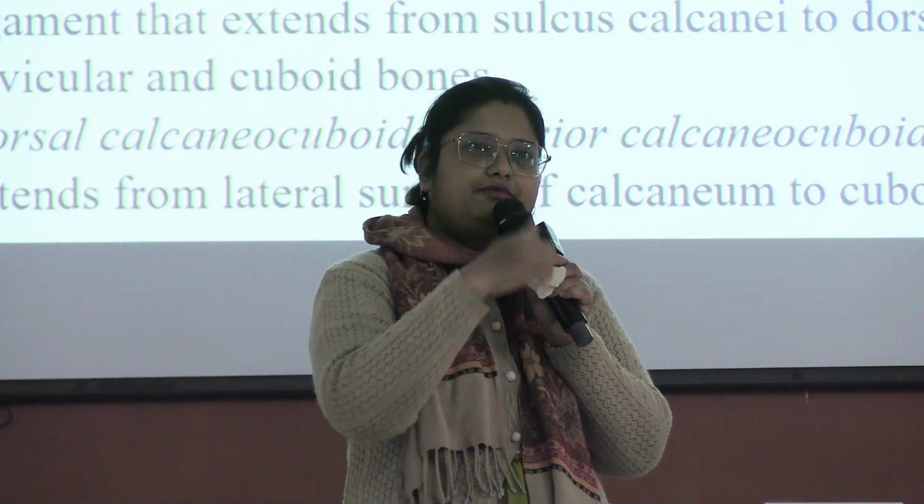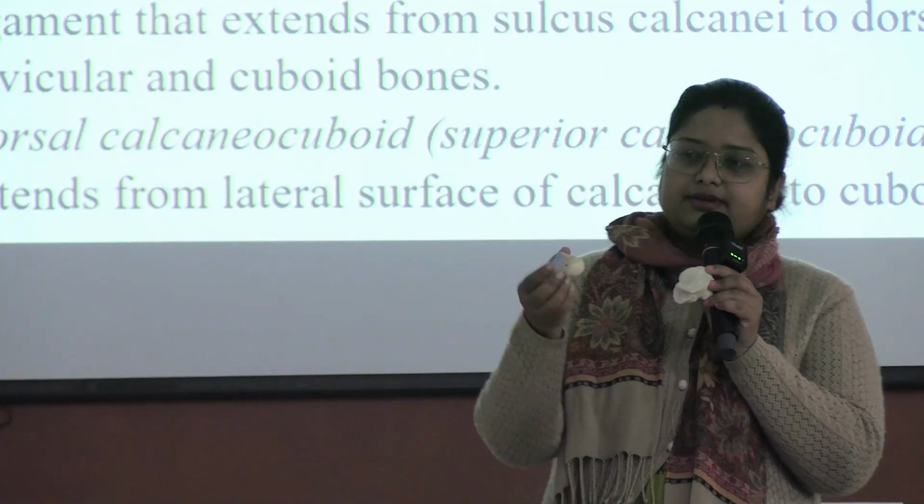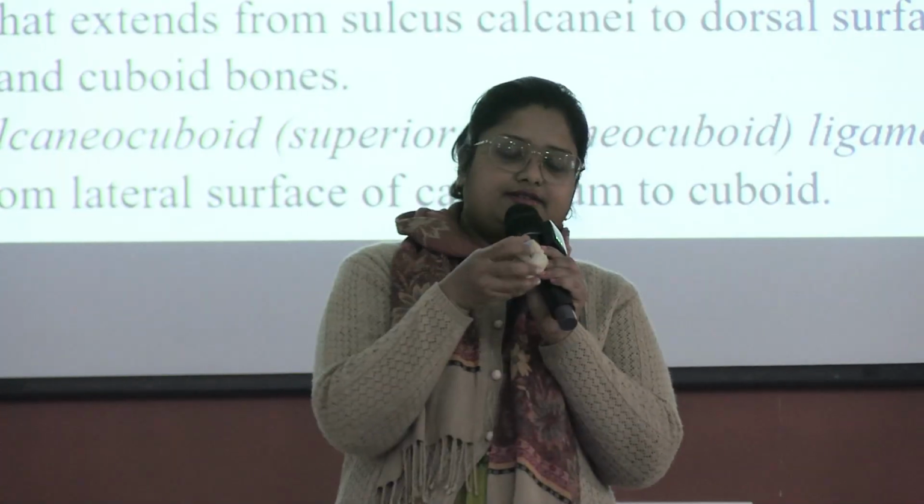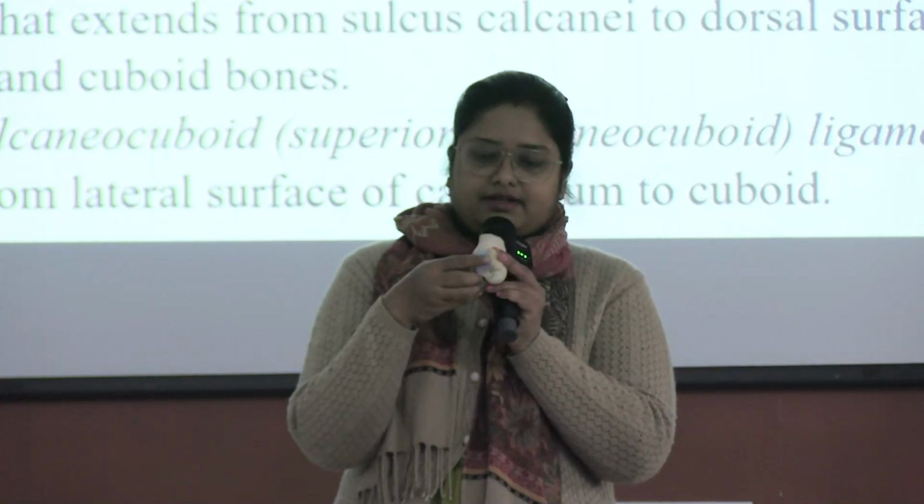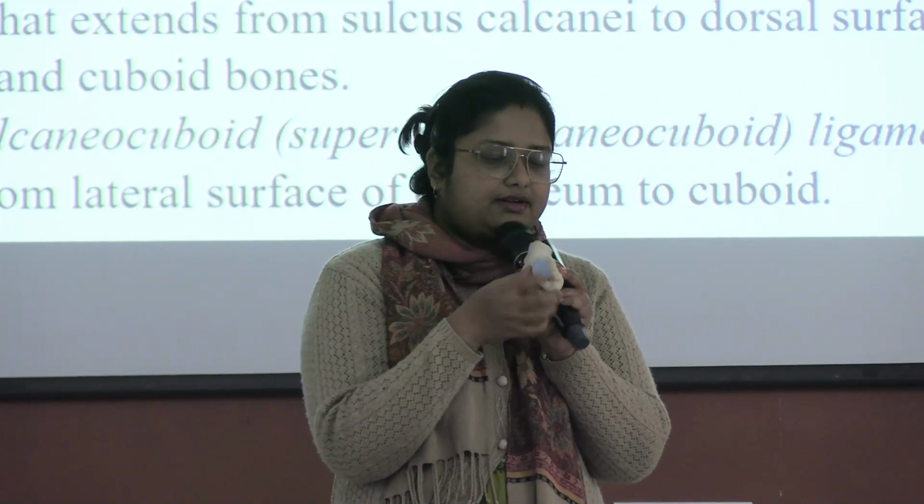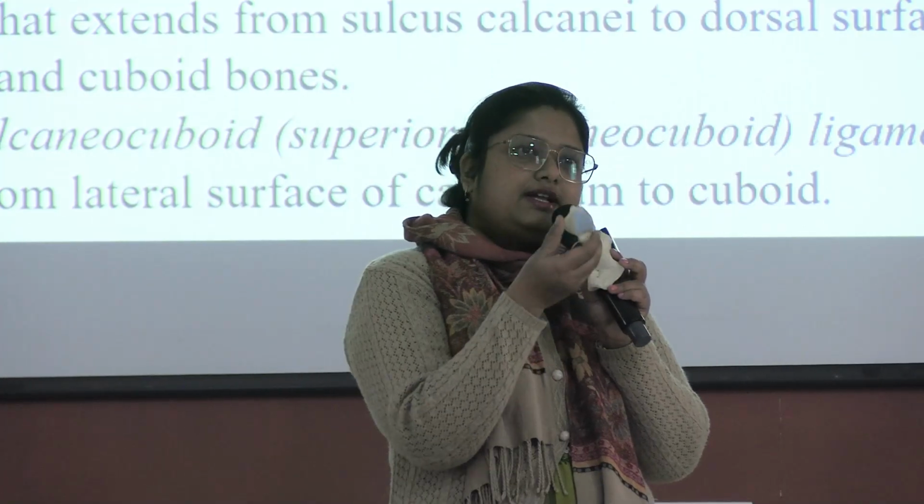This is taking part in the formation of the talocalcaneonavicular joint. This is the talus. This part is the head of the talus, which again articulates with the navicular bone. This part is the body of the talus. You can see this blue colored portion is taking part in the formation of the ankle joint.